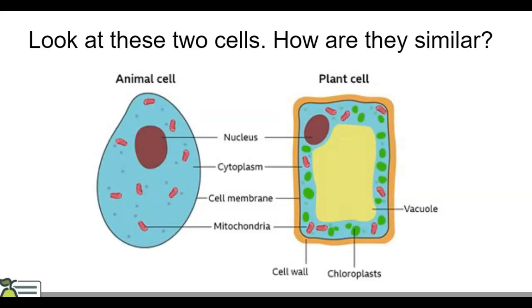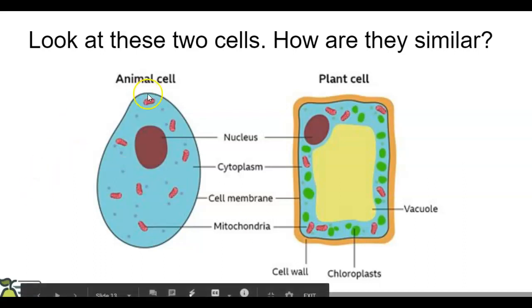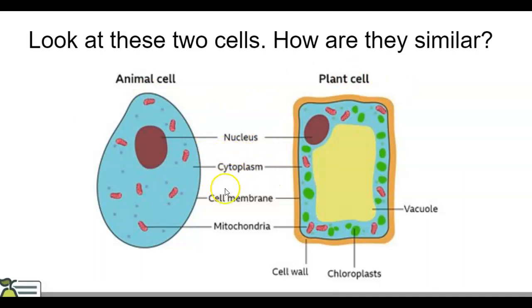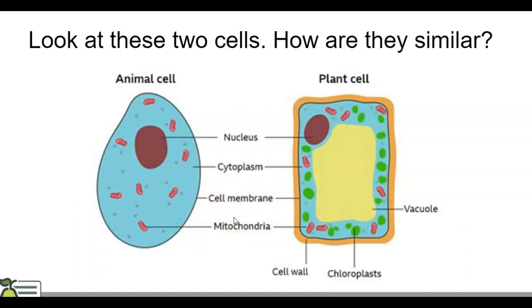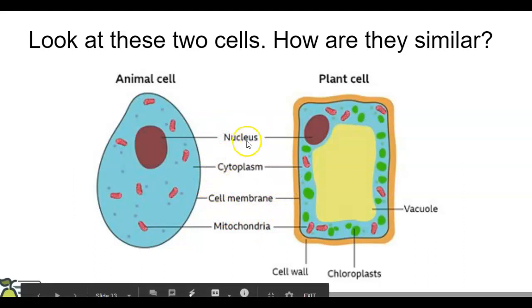I want you to tell me 2 ways that these cells are similar. In that text box on the right, go ahead and tell me 2 ways that these cells are similar. You might have told me, oh, Miss Frankston, they're both cells. That would be correct. You might have said, oh, they both have a nucleus. They both have cytoplasm. They both have a cell membrane. They both have mitochondria. And you would be correct. Okay, so all of these cells are going to have nucleus, cytoplasm, cell membrane, mitochondria.